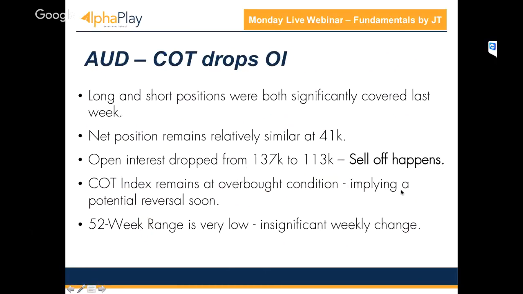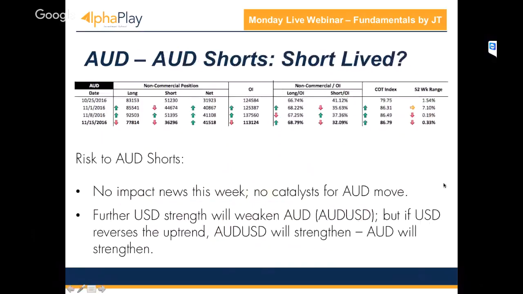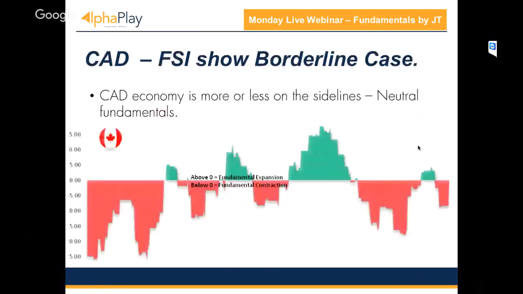One of our key reasons why we are slightly bearish on Aussie. The 52-week range is very low, and there's an insignificant weekly change. Basically, this is nothing much to show, telling you that there is not a lot of change within what's happening for the Aussie. So not much to share there.